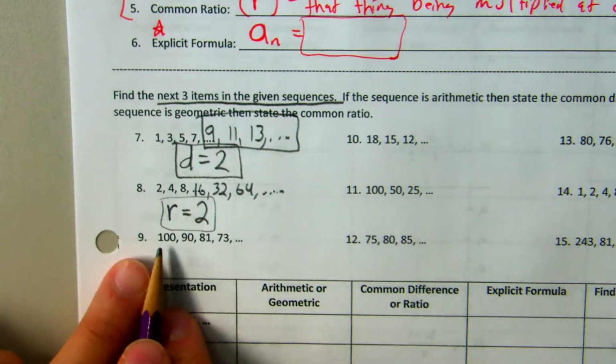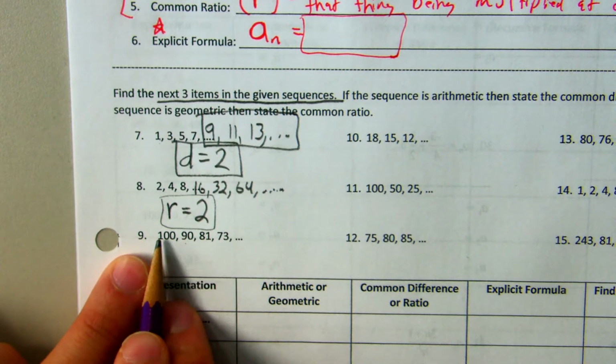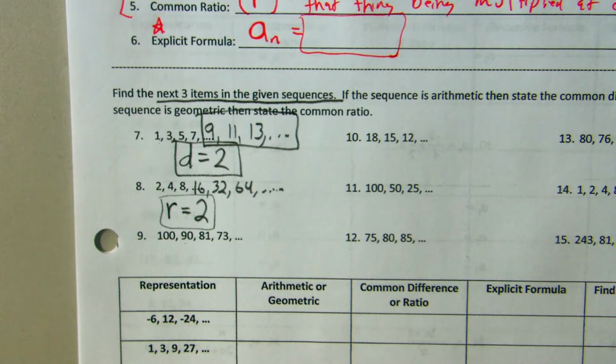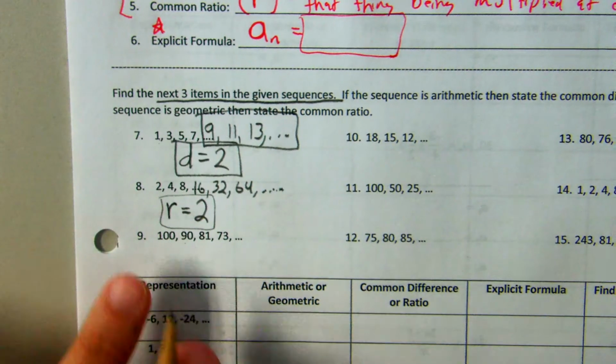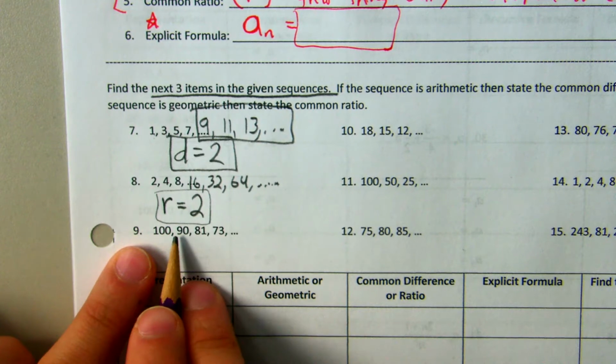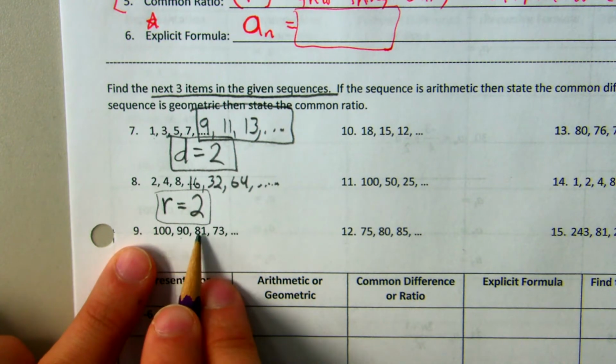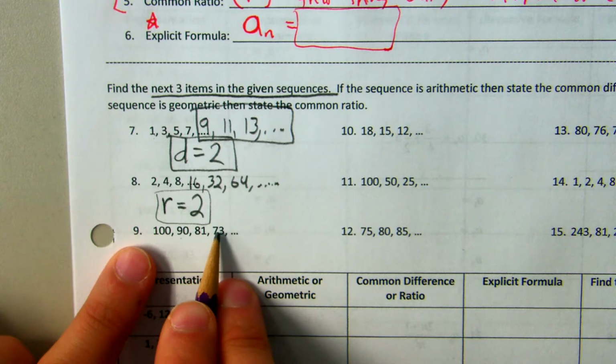Okay, number 9, to get from here to here, there's something I could add. There's also something I could multiply, so that looking at the first 2 terms is not enough to determine what type of sequence it is. But if I go from here to here, looks like it subtracted 10, then it subtracted 9, then it subtracted 8.